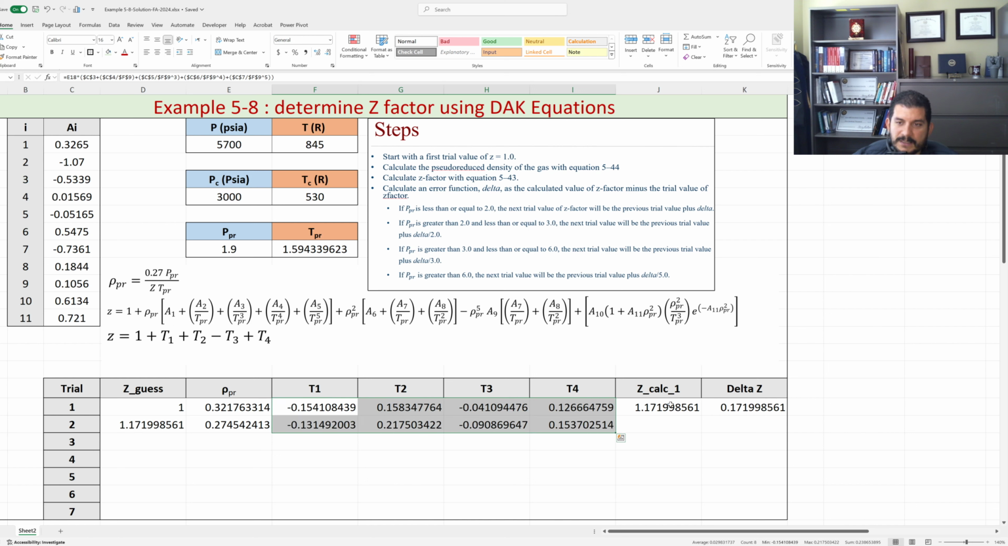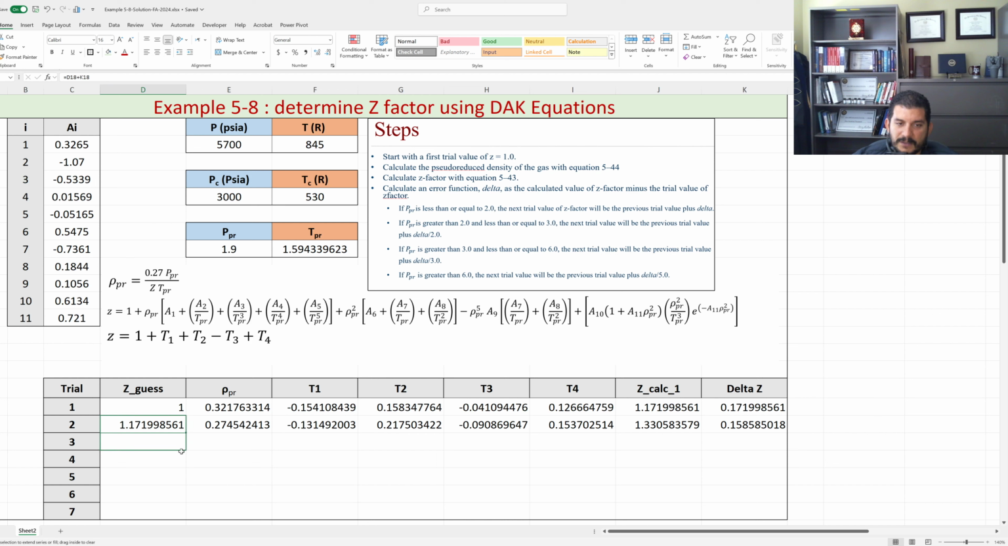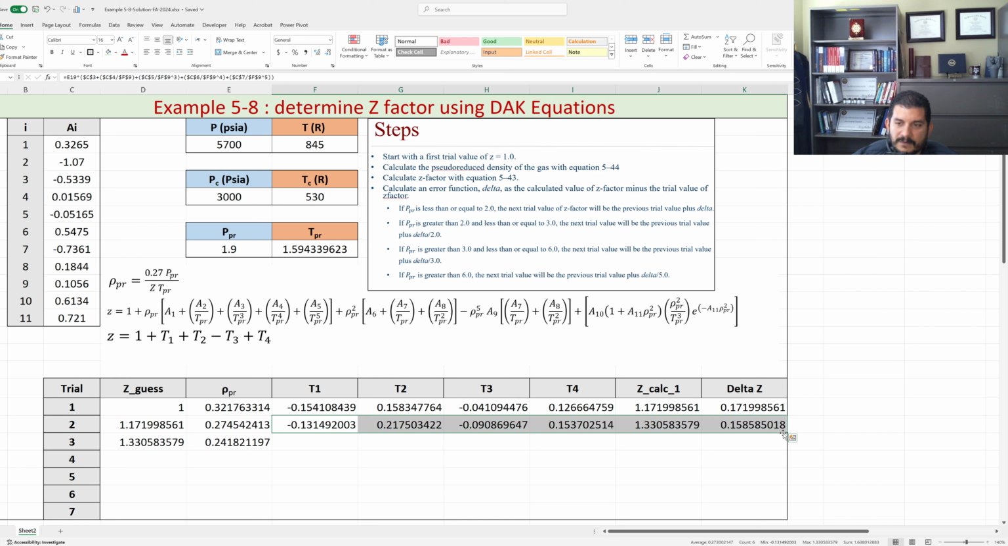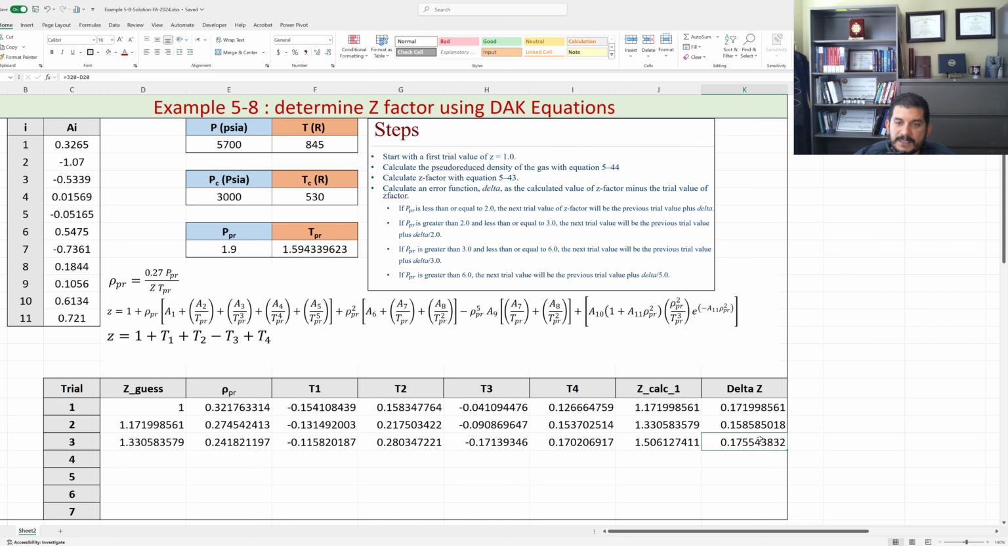I updated my T's. Then the new z factor is 1.33. Then I get the z factor, the delta. It's lower. I repeat the same thing here. So it's 1.17 plus this, right? Then repeat the same thing, and do the same exact thing. All right, now you see the z factor, the delta or the error is not improving. That's an indication that there is something wrong in my calculation. Right, so we need to look at that and see what's wrong.